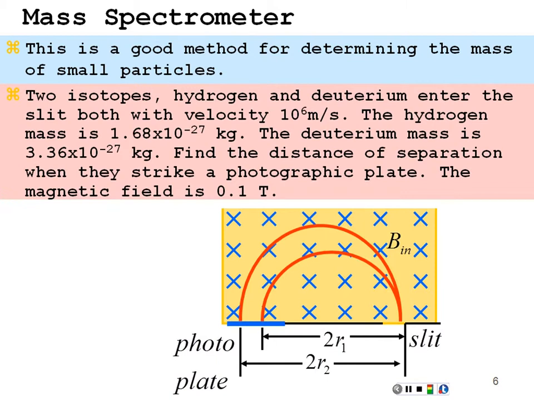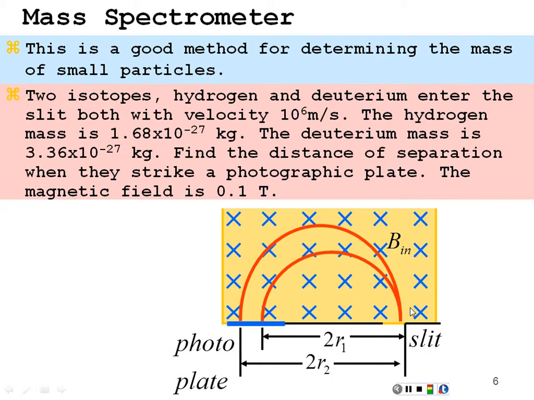Hydrogen mass is 1.68 times 10^-27 kilograms. Deuterium is 3.36 times 10^-27 kilograms. So about a 2-to-1 ratio. Find the distance of separation when they strike a photographic plate. The magnetic field is 0.1 Tesla.